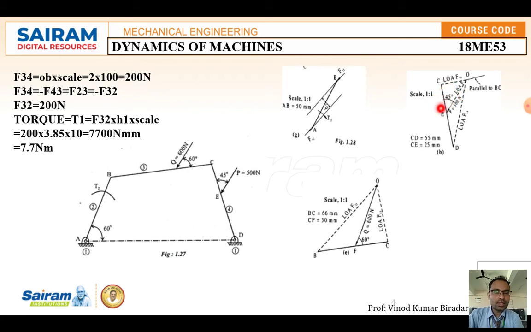Again, you extend that line, and this also you extend, and from points D and C also you extend the lines. All the 3 forces are meeting at a point. That point is called O.